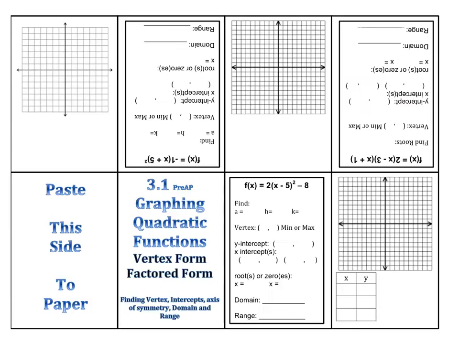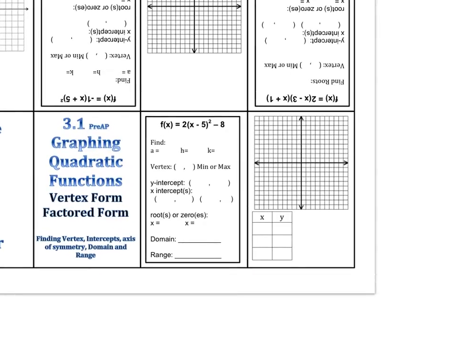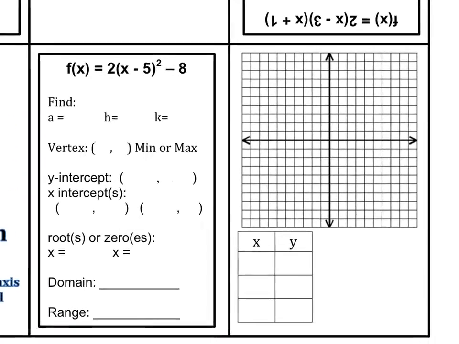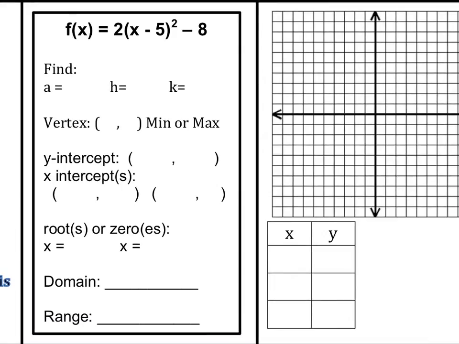Now, let's do the other part of our notes, and let's take a closer look at one of the questions. Now, this is, as you can see, a vertex form. So I can find the vertex from this equation. The a in this case is the number in front, which is 2. h is going to be the opposite of the number on the inside, which is 5. And k is going to be negative 8. So my vertex is (5, negative 8).